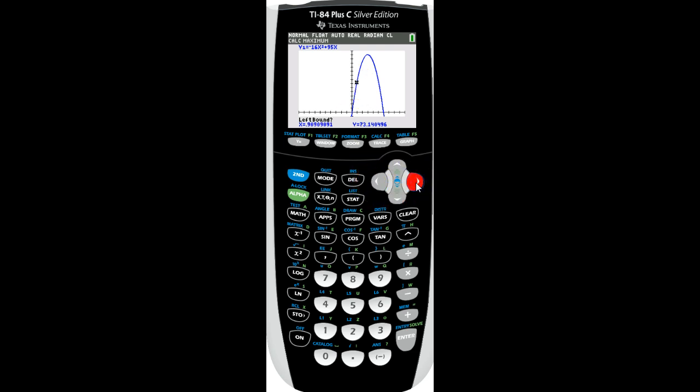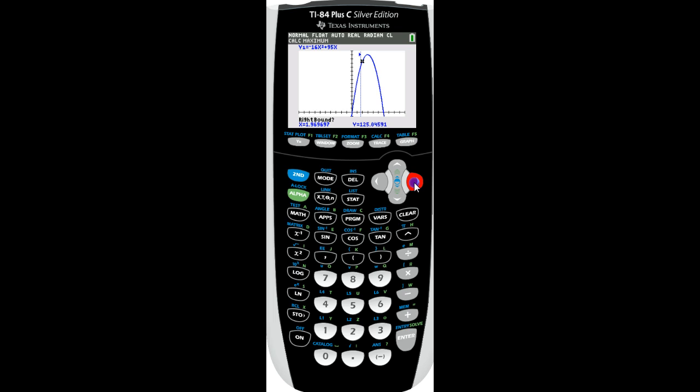So if I want to go further up, I would actually go to the right in my domain. So I'm going to get closer to the top. Notice the calculator's asking me, is this the left bound? So am I to the left of my maximum? Yes, I am. So the way I tell my calculator yes is I hit enter. Now I need to go and find the right bound.